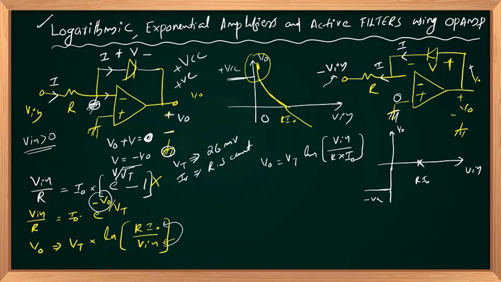If V in is less than this, the argument will be less than 1, so that will be a negative value. The moment V in crosses R times I naught, the argument of the log will be greater than 1, so this will be a positive value. So this is the characteristic, and of course there should be a non-linearity here, a discontinuity here, because log 0 is not defined.